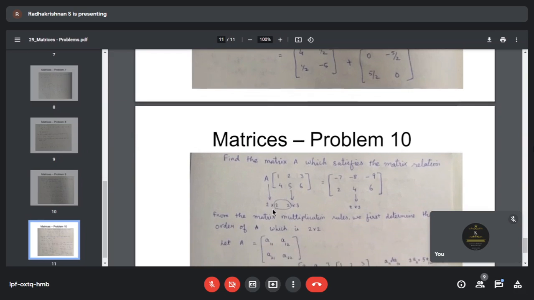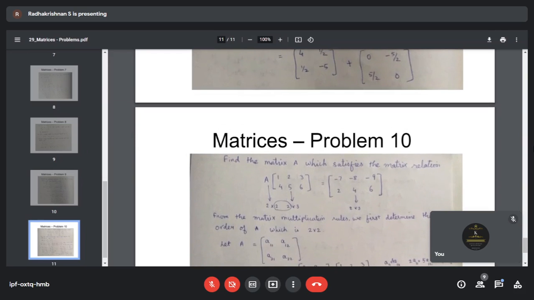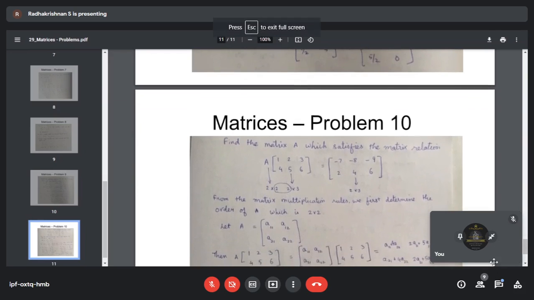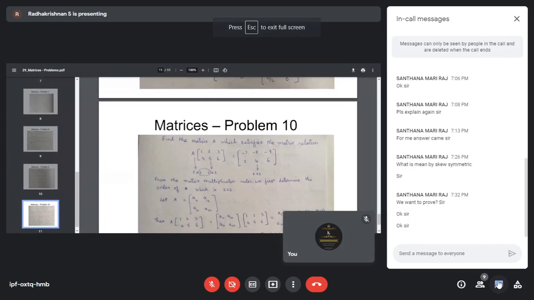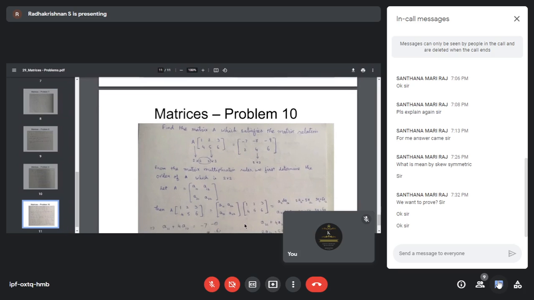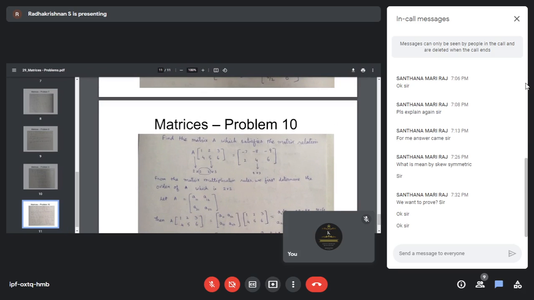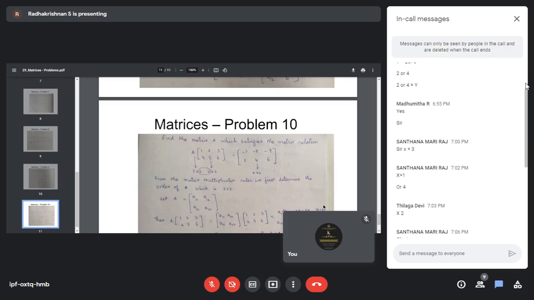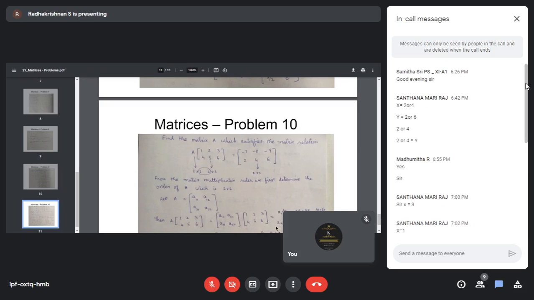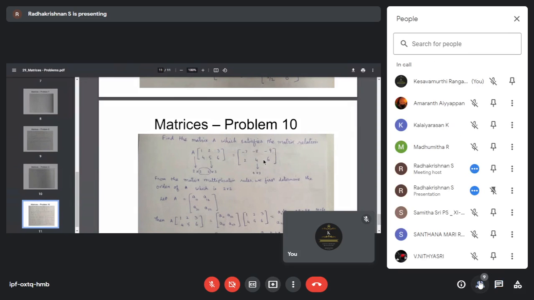Okay, so I will go to the first step. So A equal to a11, a12, a21, a22. Then you do the multiplication and write the resultant matrix: a11, a12, a21, a22 into [1, 2, 3; 4, 5, 6]. So you write down the result. Then I should have put the matrix sign here. I missed that. Then you can equate each term, term by term, to the matrix given here, that is, -7, -8, -9.